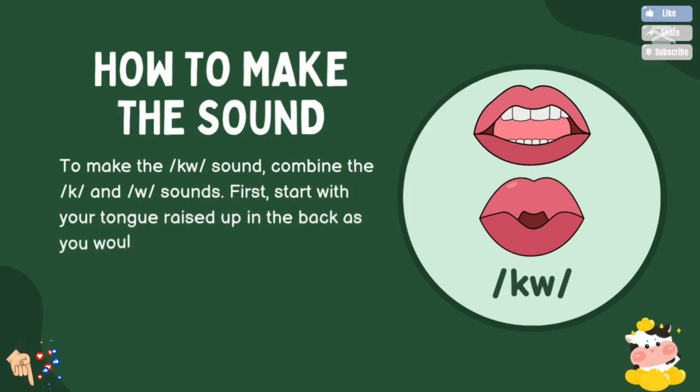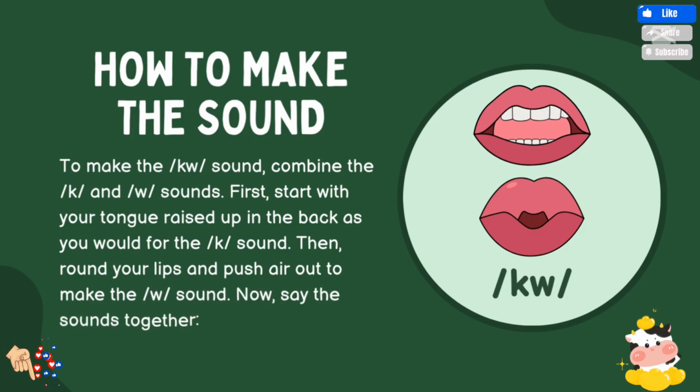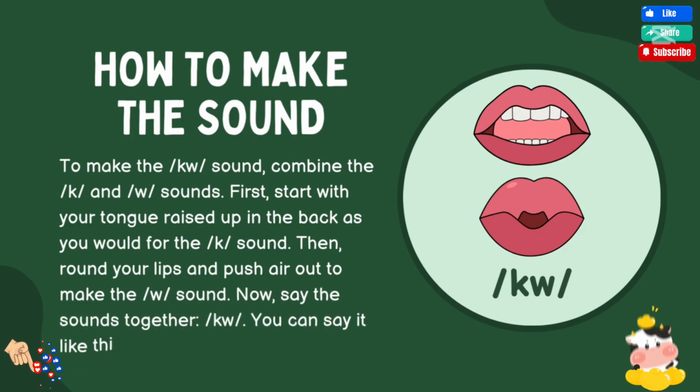First, start with your tongue raised up in the back as you would for the K sound. Then, round your lips and push air out to make the W sound. Now, say the sounds together, KW. You can say it like this, KWWW.